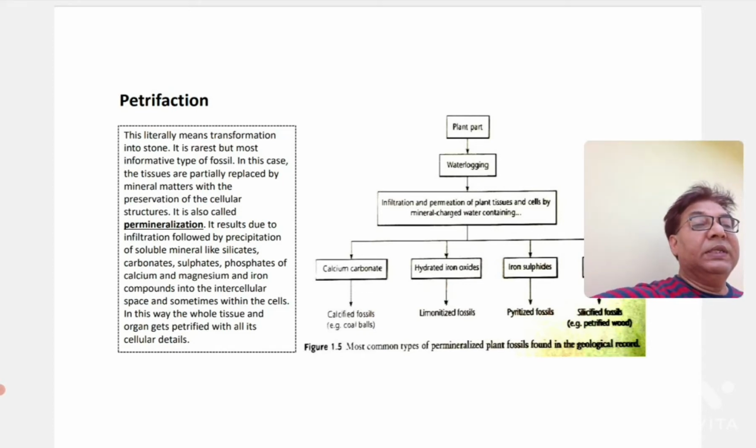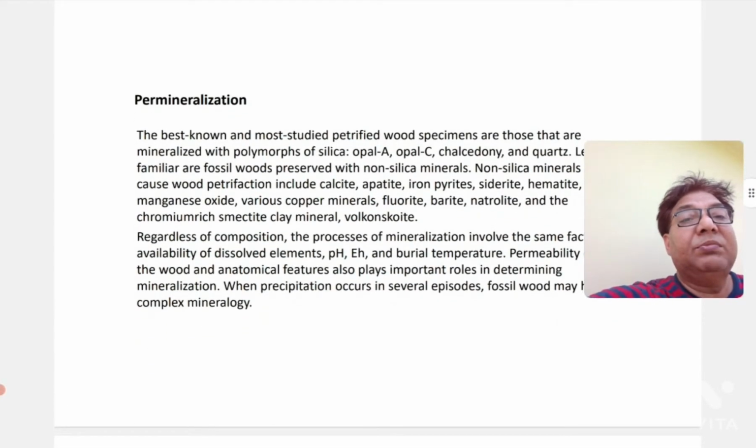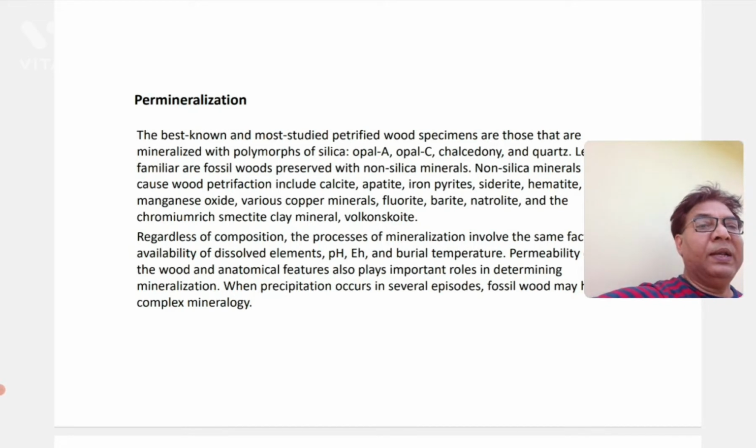Silicified fossil is the most common among them, that is the petrified wood that is formed by silicification, but there are pyritized fossils, limonitized fossils, and then there are calcified fossils. The coal balls are the best example of that. So the permineralization process occurs by different minerals, as I mentioned. The most common and best known, the most studied material, is the silicified, and the different kinds of silica material that are deposited are opal A, opal C, chalcedony, or quartz.